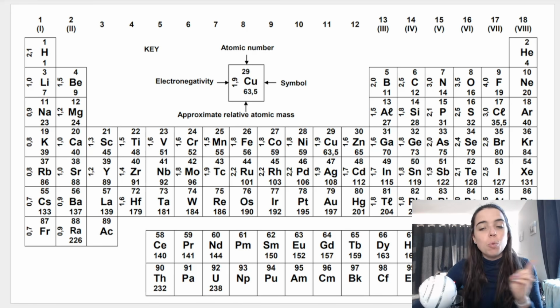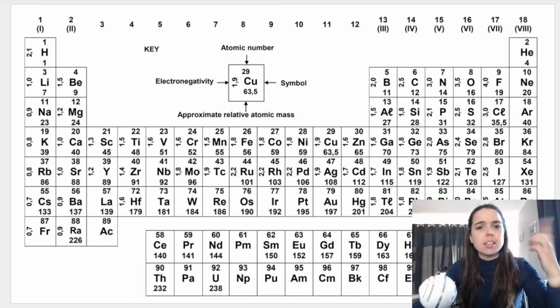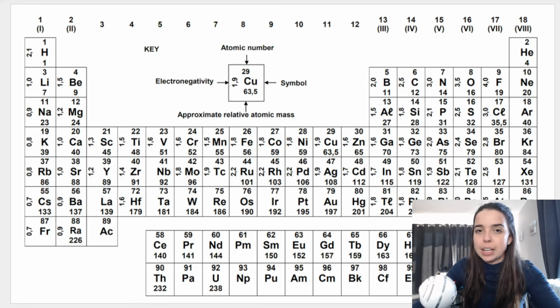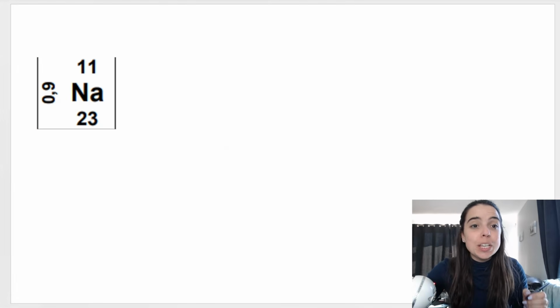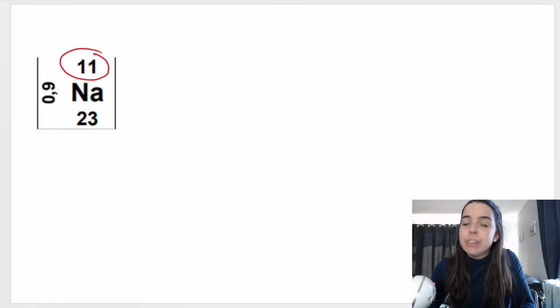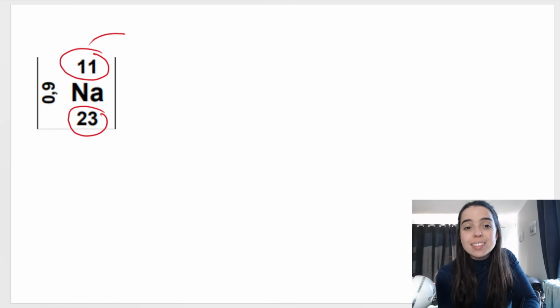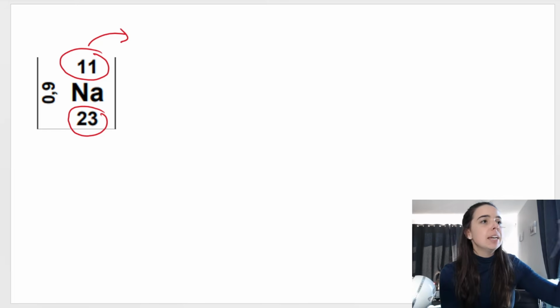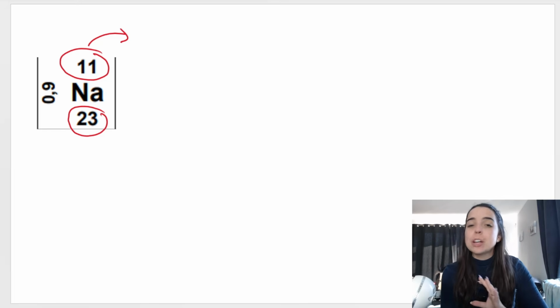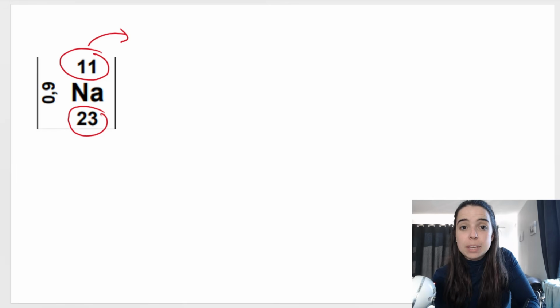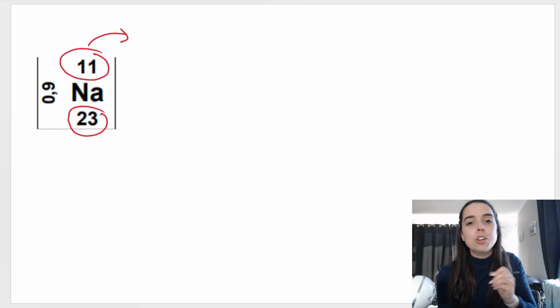The relative atomic mass is the bigger number. If you watched the previous video, you should know what the atomic number represents and what the atomic mass represents. Just as a recap, if you take a look at sodium from the periodic table, you will see that it has an atomic number of 11 and a relative atomic mass number of 23. In a neutral atom, so not an ion, an ion being when something gains or loses electrons, 11 will be the number of protons as well as the number of electrons. So a sodium atom has 11 electrons and 11 protons.